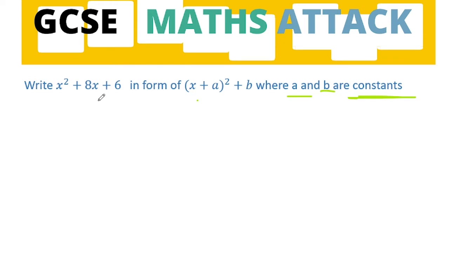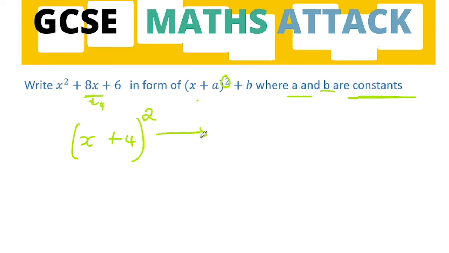Now, in order to do that, all we have to do is halve the coefficient. So let's halve this coefficient. And when we halve the coefficient, we put it in the format of x squared, because over here we have an x squared. So if I halve this, it becomes 4. Now this will be (x plus 4) squared.